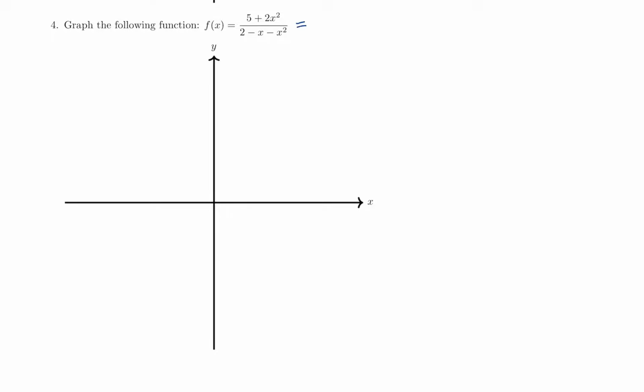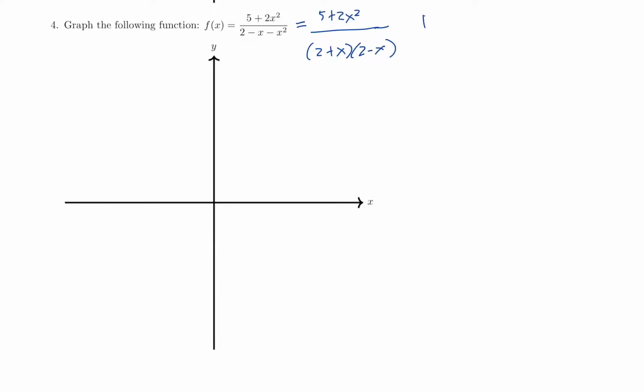So when you look at these, again, we always try to factor if possible. So I'm going to factor. The top cannot be factored, it's just 5 plus 2x squared. The bottom can be factored as 2 plus x, 2 minus x. So now that we factored that, we can find the domain just looking at the denominator, right?